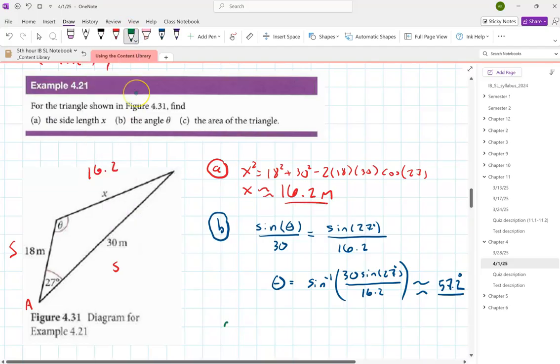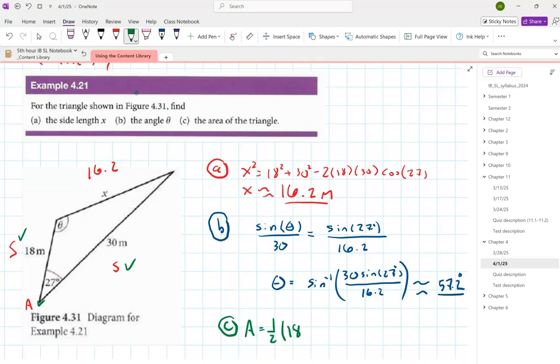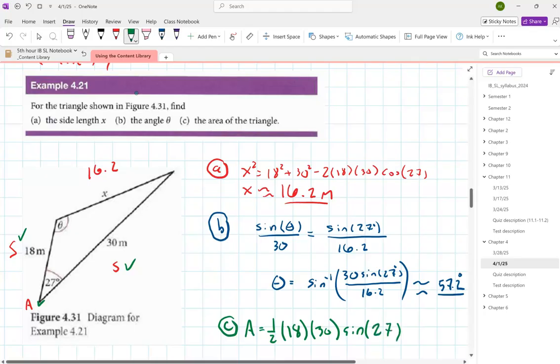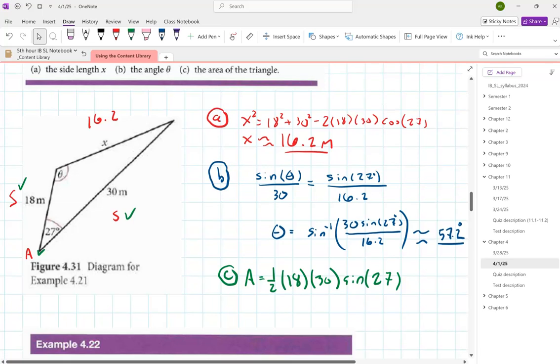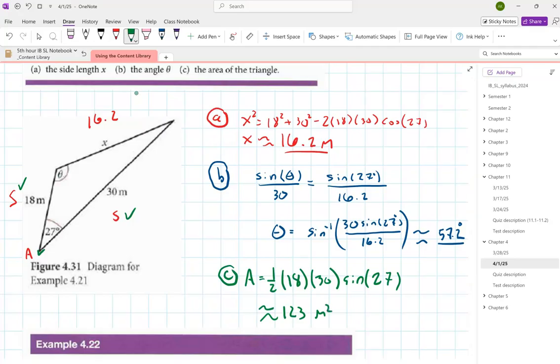And then part C wants the area. So I notice that I have a side angle side situation. That's what I need for my area. So I don't have any additional work to do there. I could have done these problems the only one that I had to do A before I could do B. So the area is like 1/2.